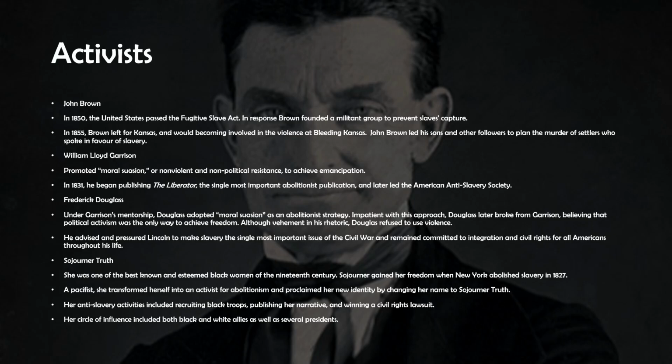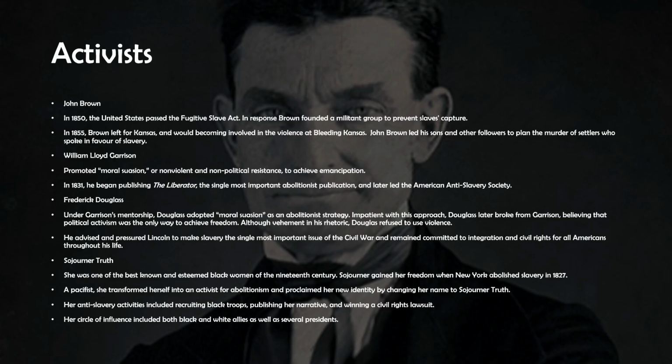Anyway, Garrison promoted moral suasion, which was a non-violent and non-political resistance to achieve emancipation, and also began publishing The Liberator and later led the American Anti-Slavery Society. Douglass, not to be confused with Stephen Douglas, who was definitely not an abolitionist, also adopted this. He later broke from Garrison, believing that political activism was the only way to achieve freedom, but didn't use violence. He also pressured Lincoln to make slavery the single most important issue of the Civil War. So, a pretty good guy, if you ask me.